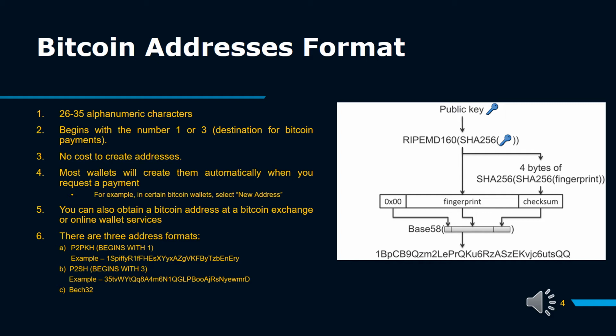There are 3 address formats. A. P2PKH, begins with 1. P2PKH, pay-to-public-key hash, is the legacy address format. P2PKH is one of the oldest Bitcoin address formats and is still used in the crypto world. Though it is not SegWit compatible, users can still send Bitcoins to SegWit addresses.